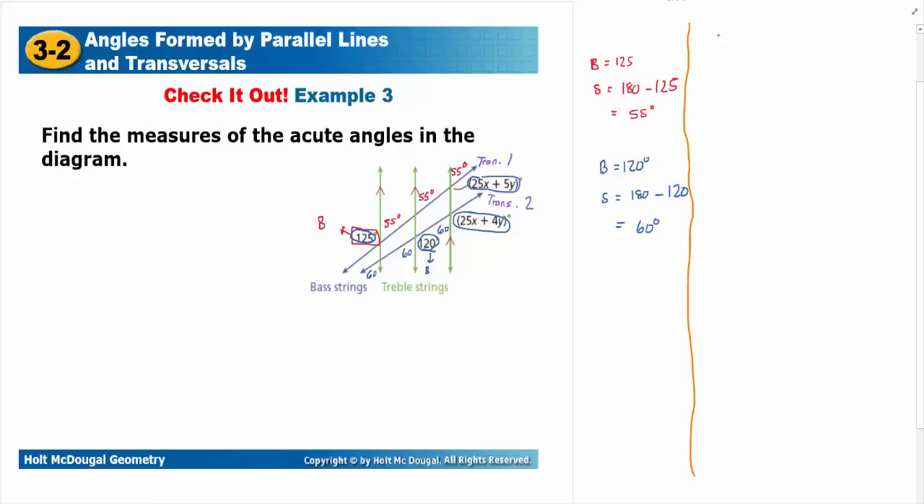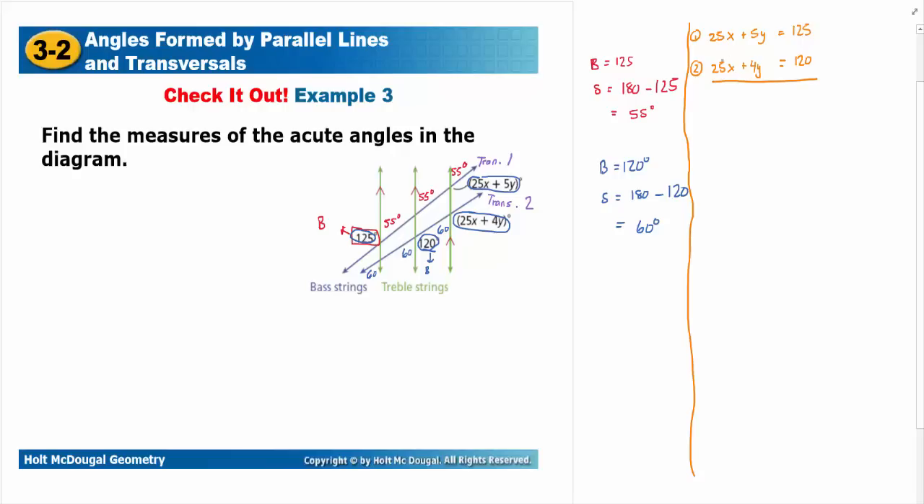So if we're going to do systems of equations, this is what it would look like. We're going to have 25x plus 5y, and because that's a big angle and a big angle, these are both equal, so it would equal 125. That would be equation 1. Equation 2, I'm going to look down here, we have a big angle and a big angle again, so I have 25x plus 4y equals 120.